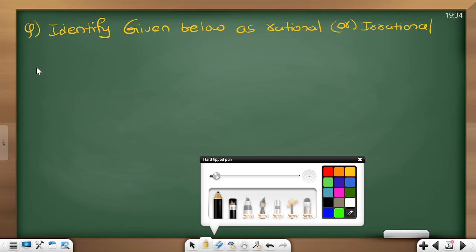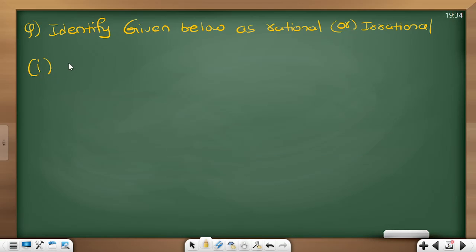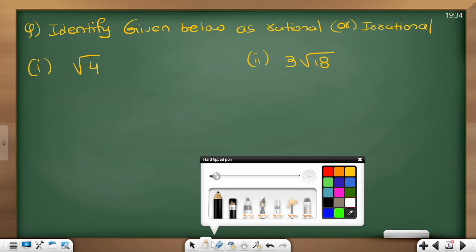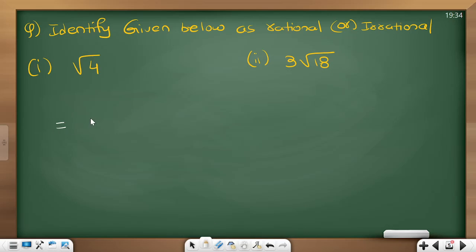So let's see the first bit, root 4, and the second bit, 3 root 18. Okay, Akshita, root 4, the answer is 2. Therefore, this is going to be rational. Let me check whether the recording is happening properly. Yeah, recording is happening properly.